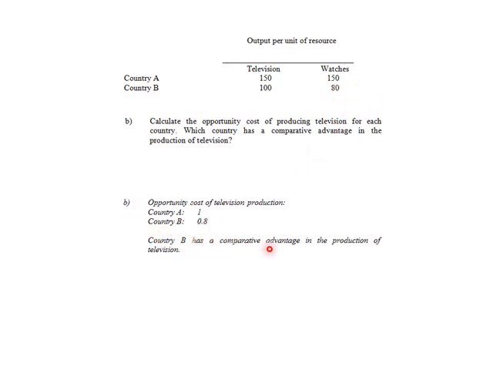Okay, so country B has a comparative advantage because all these are cost amount, opportunity cost amount. So the lower the better. So country B gives out less watch when they produce TV.